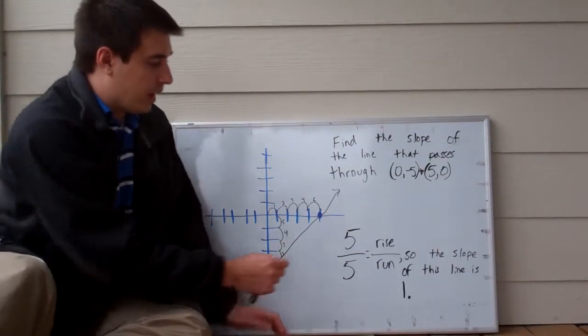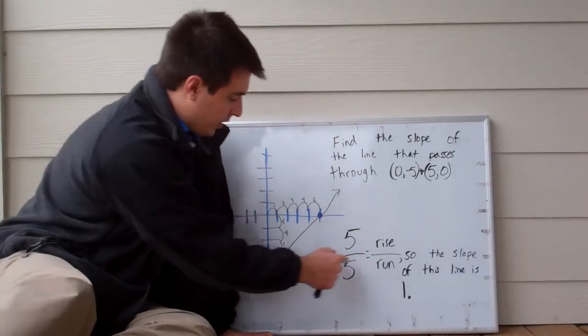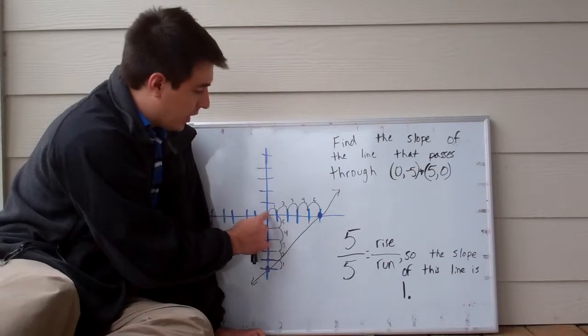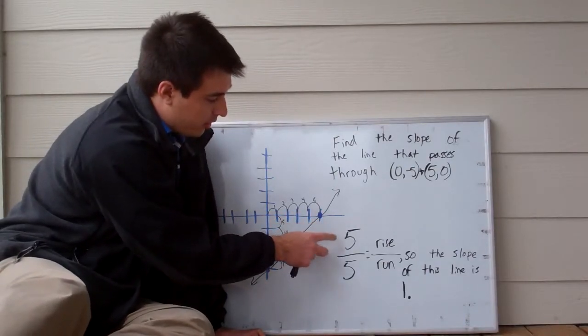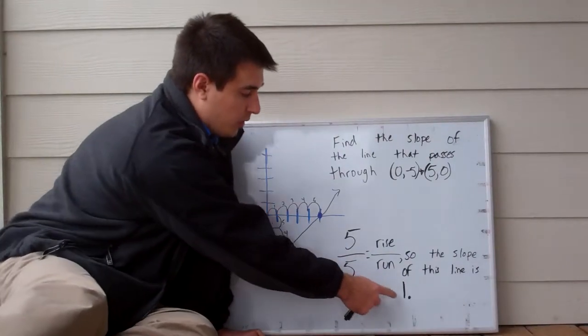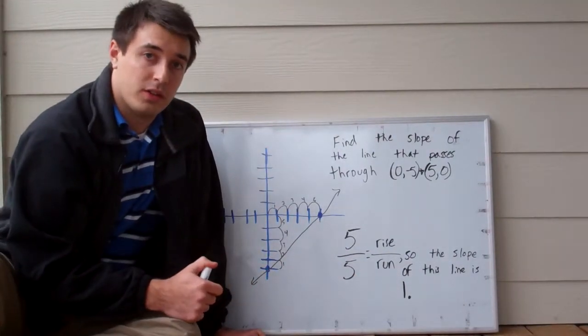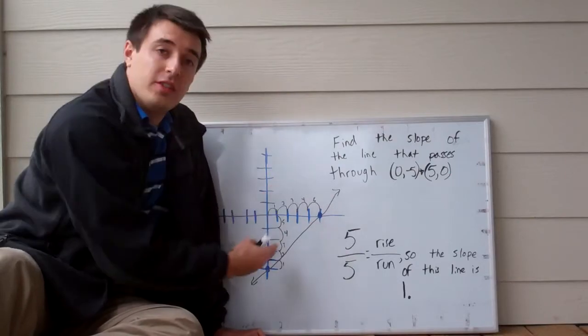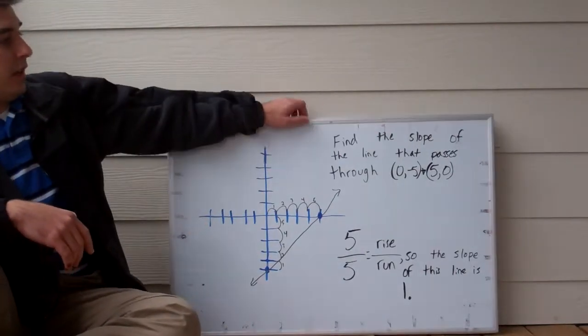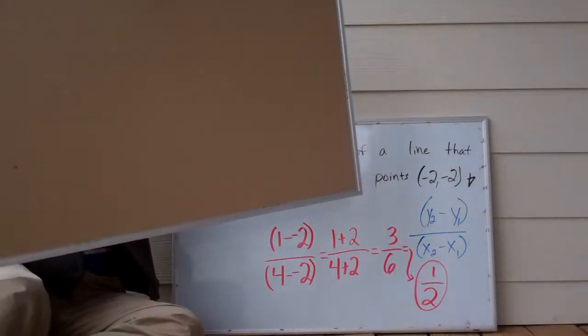So we're trying to figure out the rise over the run. So we know that it's going to go up 1, 2, 3, 4, 5 spots, and go right 1, 2, 3, 4, 5 spots. So our rise over run would be 5 over 5, which we know will end up equaling 1. So the slope of this line is just 1. So let's take a look now at another problem.